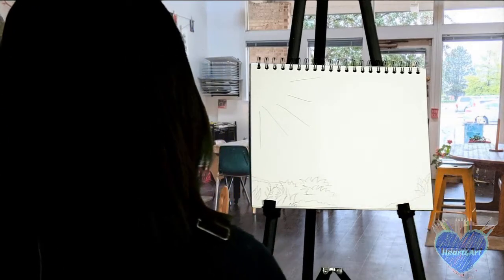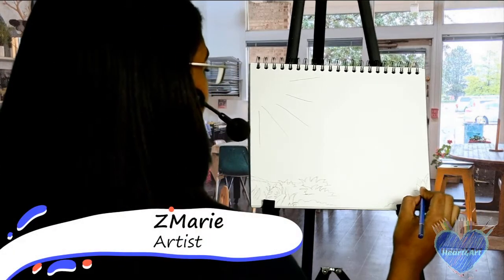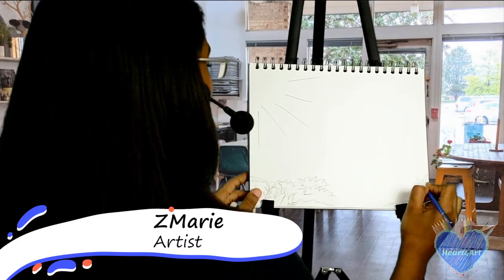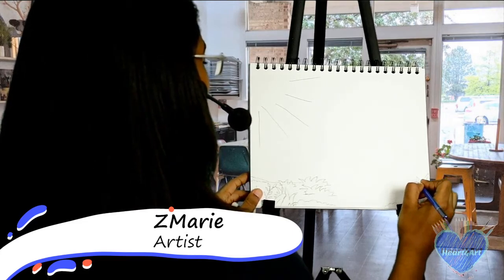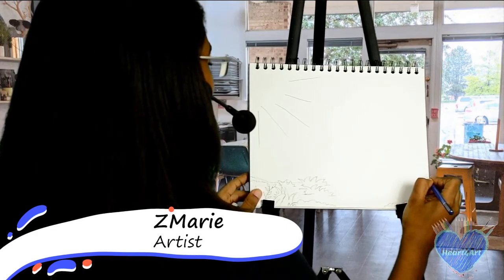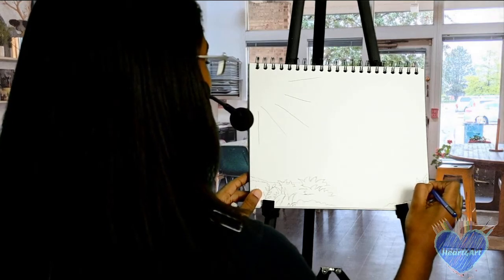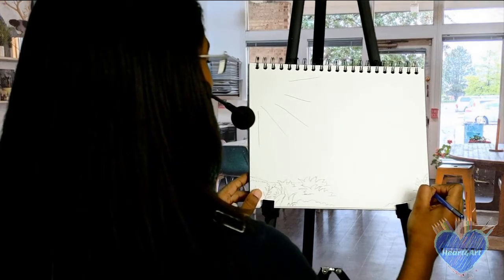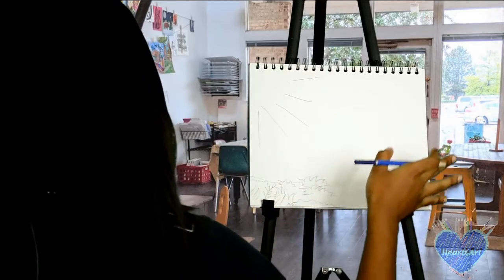Okay, and if you want to add a few more, just to add a little bit more detail, you can. Then we're going to add a little bit more detail to our leaves. Add a few little lines throughout it. Okay, and I'm going to add one more right in here, just because there's a gap. Okay, so that gives us our basic leaves over there.